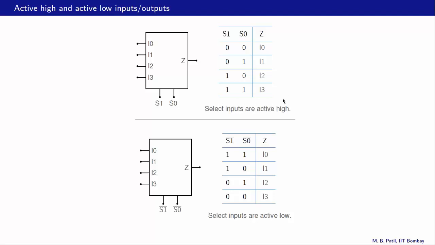In this case, the select inputs are active high. That means if this S0 is a high voltage, then it is considered to be 1. If it is low, such as 0 volts, then it is considered to be 0, and so on. And the functionality is then described by this table.